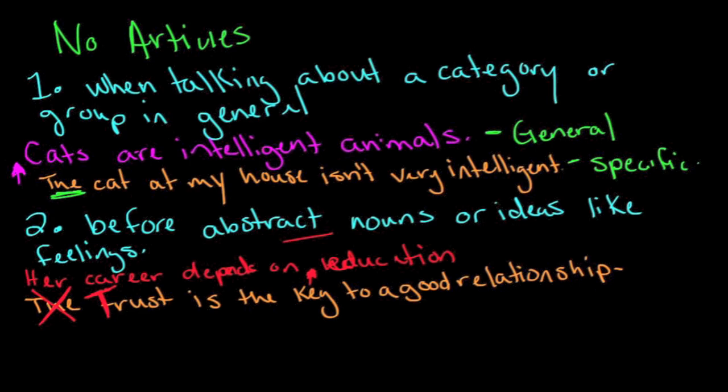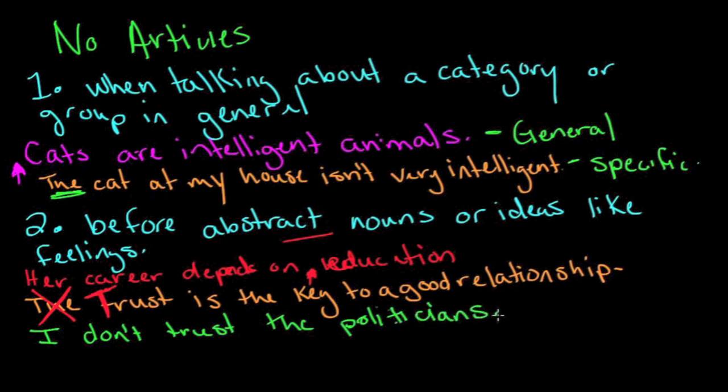Let's take a look at another mistake that people commonly make. I don't trust the politicians. No, this is incorrect because we're talking about a group in general. So I don't trust politicians, without the. So here, again, we don't use an article.